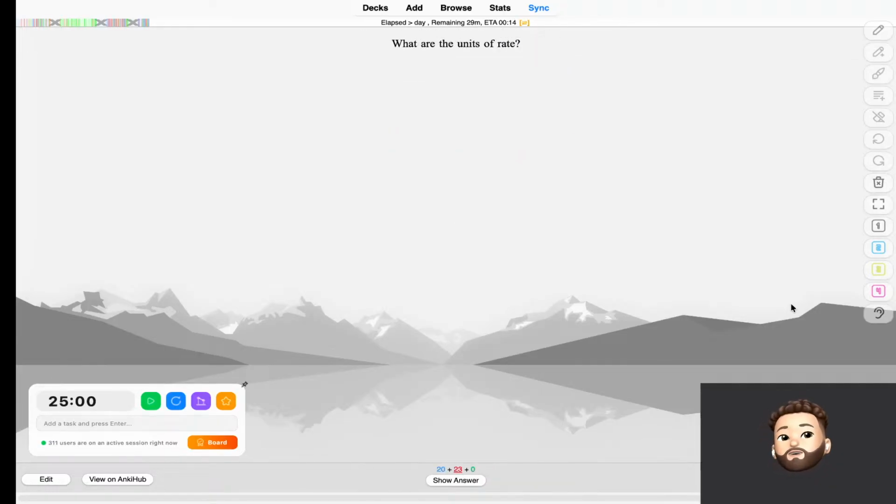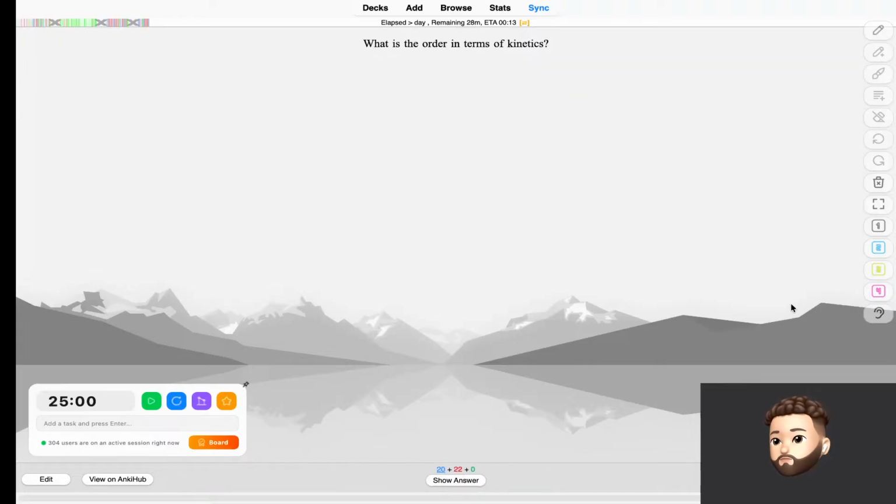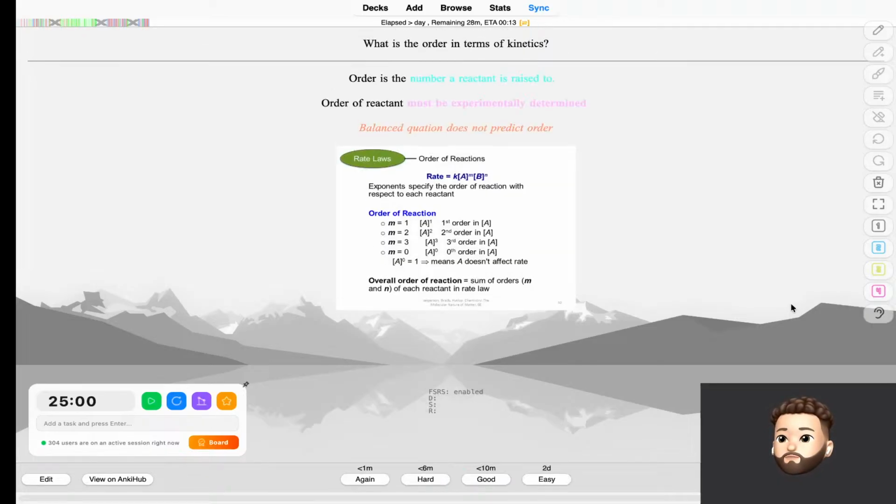What are the units of rate? Like concentration over time? No, it depends on the conditions of the reaction. What is the order in terms of kinetics? The number a reactant is raised to. The order of a reactant must be experimentally determined. The balanced equation does not predict the order.